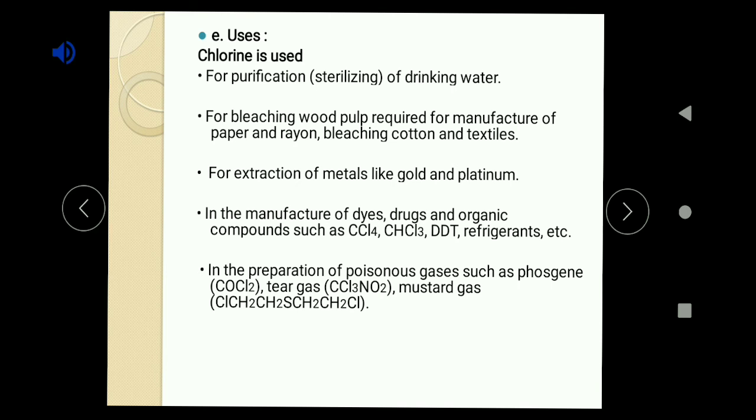Write down the uses of chlorine. Chlorine has so many uses. Write down all the uses of chlorine. Explain the bleaching property of chlorine. Next question will be, what is the action of chlorine on methane and ethene or ethylene, you can say.